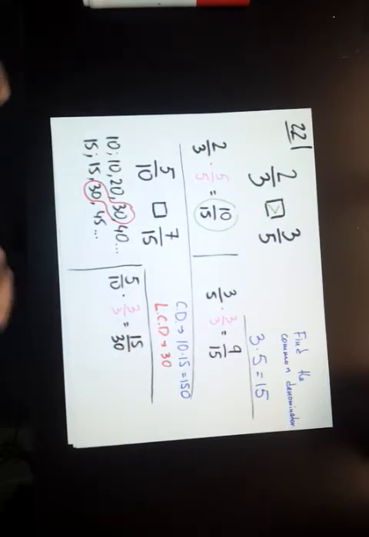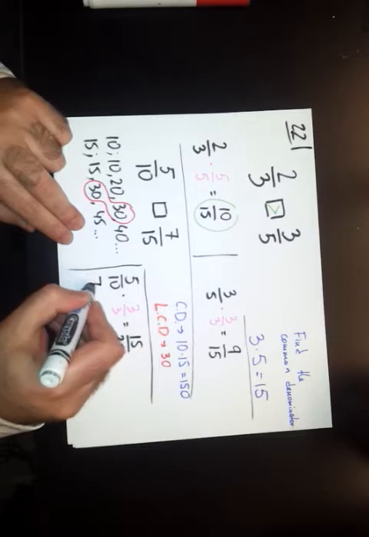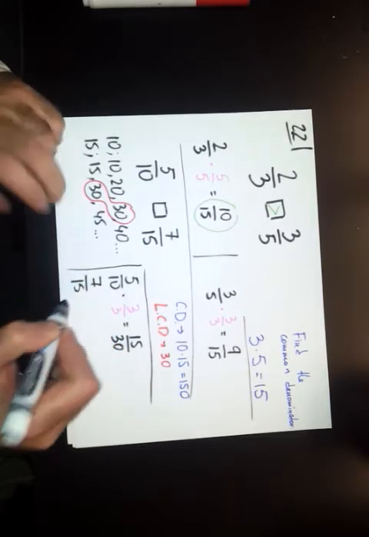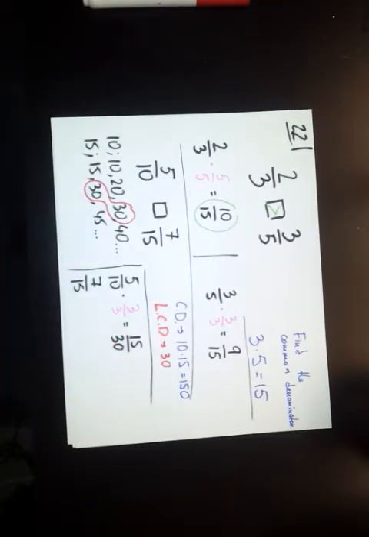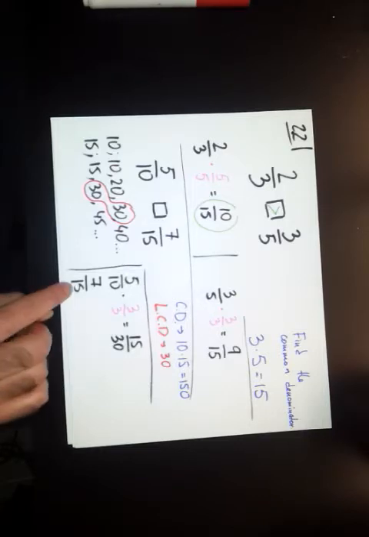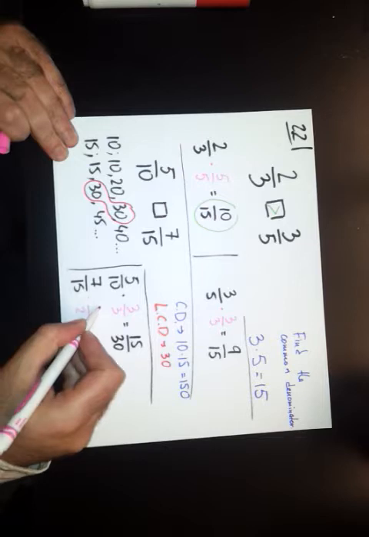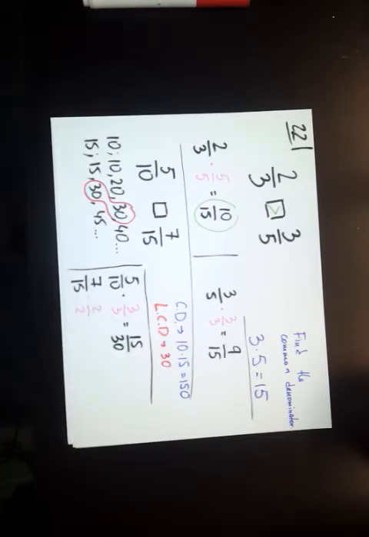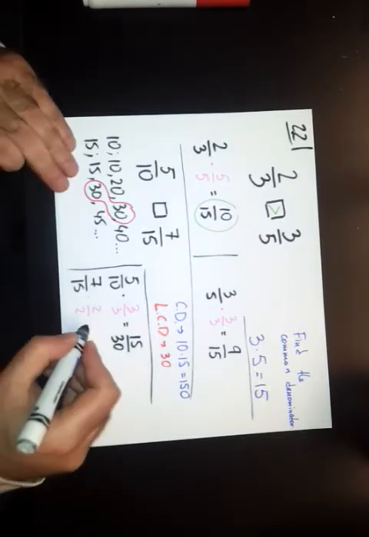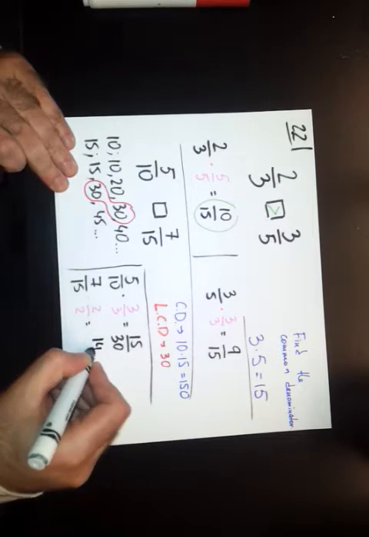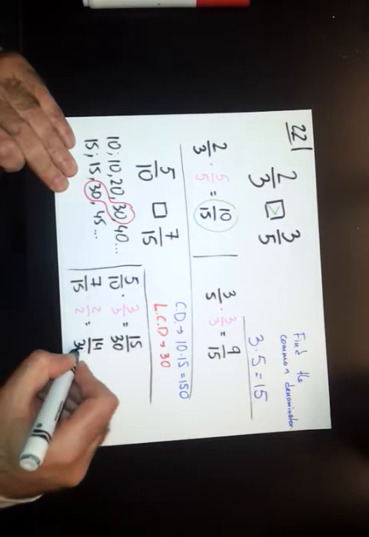Then I want to do the same thing with the 7 over 15. And how do I get the 15 to be a 30? I can multiply it by 2. And once again, I do the same thing for top and bottom. And this gives us 14 out of 30.